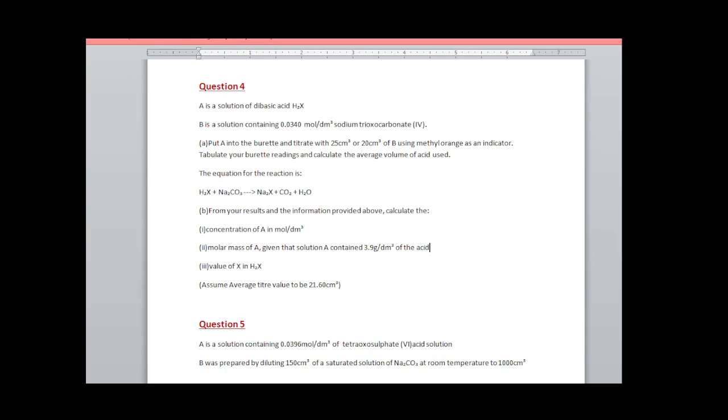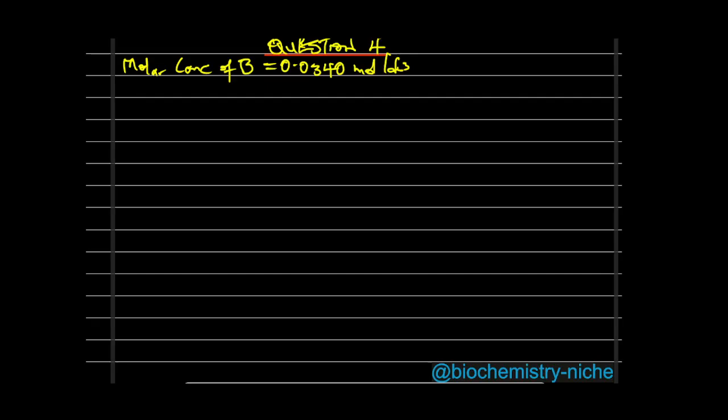So going back to our table now. To calculate the concentration of A in moles per dm cube, that's the first thing we're asked to calculate. So let's use this formula. We'll be using CAVA over CBVB equals NA over NB. Please, it is very, very important that you get yourselves acquainted with the formulas. For anything you're doing, you need to master these formulas.